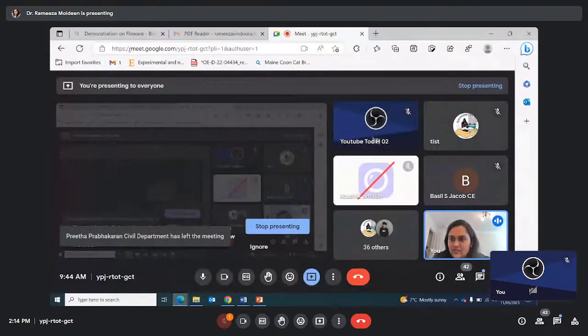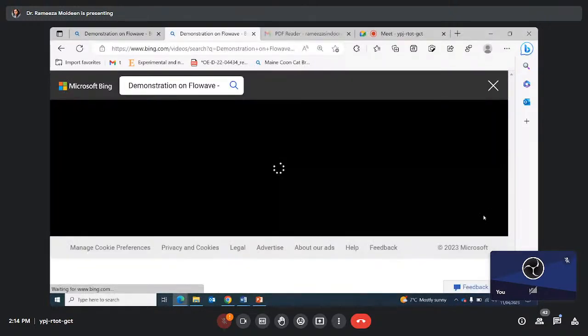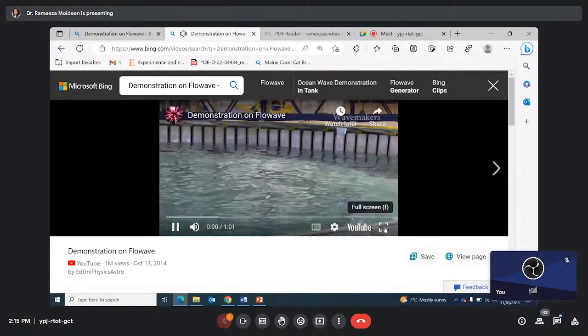I can just show this, the demonstration of the experimental facility where we can generate the waves and currents.